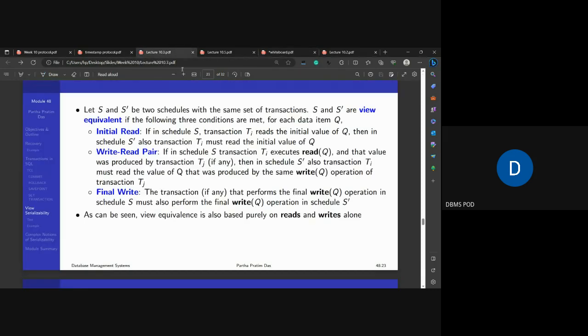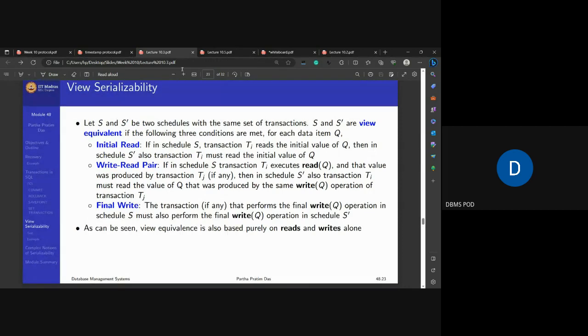So what is view serializability? Let S and S dash be two schedules with the same set of transactions. S and S dash are view equivalent if the following three conditions are met for each data item Q. So what are the three conditions? First is the initial read. If in schedule S transaction Ti reads the initial value of Q, then in schedule S dash also transaction Ti must read the initial value of Q.